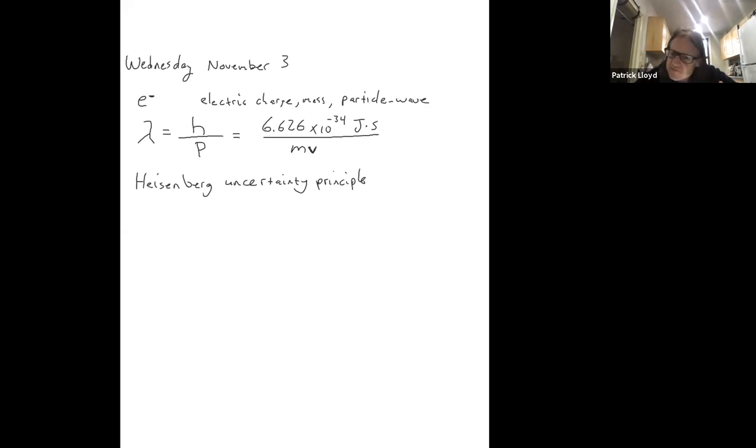There are certain combinations of limits, but the one I'm going to focus on is the relationship between momentum, which is mv, right, and position, which we'll call x. Okay, momentum and position.